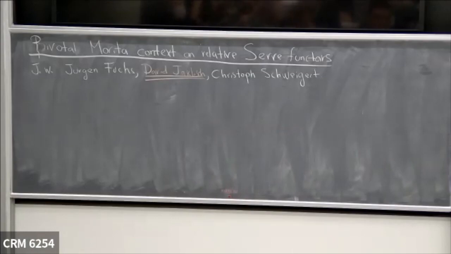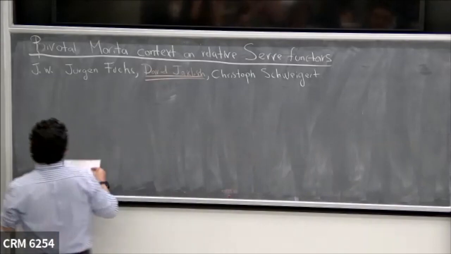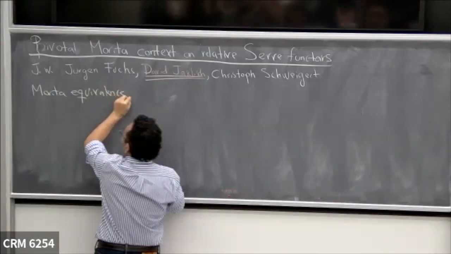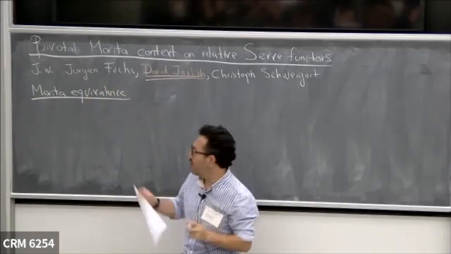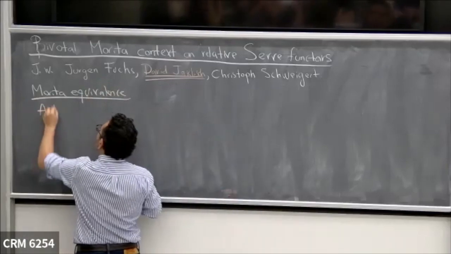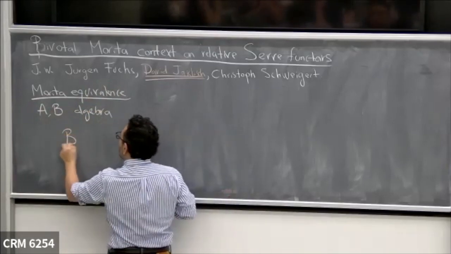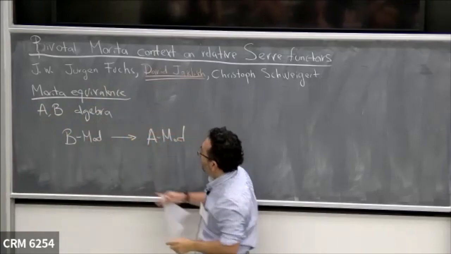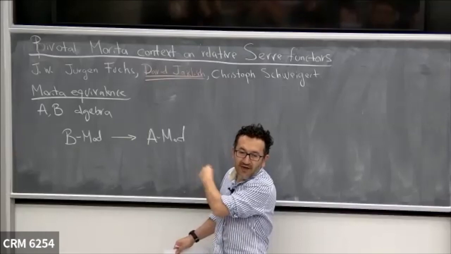Okay, so let me first try to give the motivation of the talk. For my motivation, I want to start by recalling very quickly Morita equivalence. But let's start from the beginning, from algebras, ordinary associative algebras. So suppose that you have two algebras, A and B. The definition of Morita equivalent has possible equivalent formulations, but the idea is that you have an equivalence of categories between the left modules of A and the left modules of B.